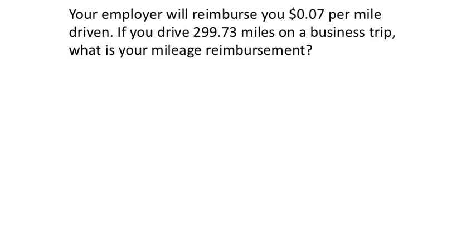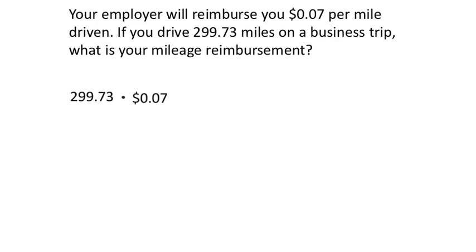All right, your employer will reimburse you 7 cents per mile driven if you drive 299.73 miles on a business trip. What is your mileage reimbursement? Okay, so every one of these miles is its own 7 cents, which means that, that's correct, it is going to be a multiplication. So this many miles, or that many sets of 7 cents. Now we'll even look into a different way to do this, or look at it, in Module 8. But that's for later. So we are multiplying these, right?